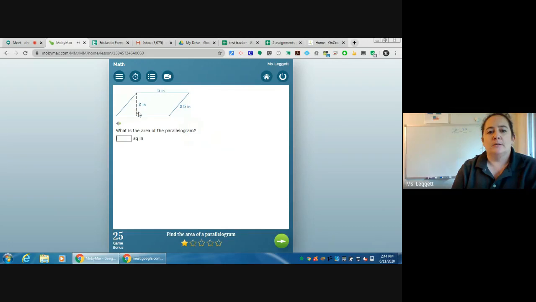Base times height. Remember, that's your distractor. This is not needed information. Base times height. They make the perpendicular. 5 times 2 is 10. 10 square inches. Okay? Again, look for your upside down T, your L, however you want to look at it. Wherever that 90-degree symbol is, you got to examine it. It should be your height and your base. 8 times 6 is 48.